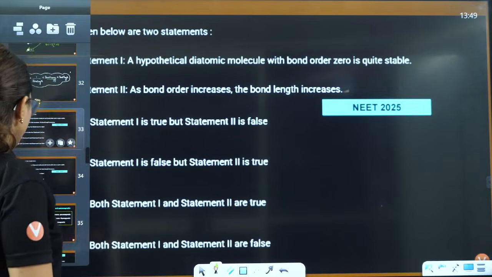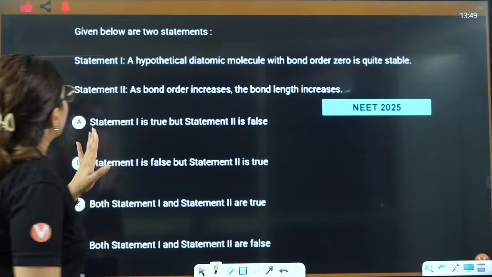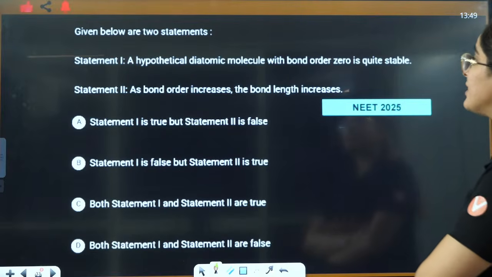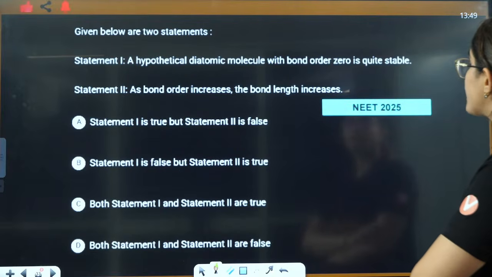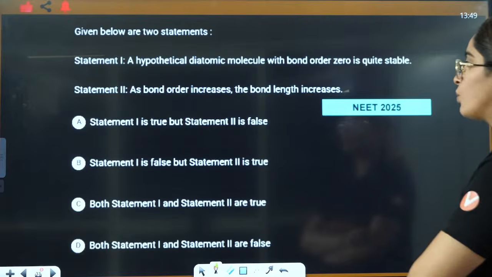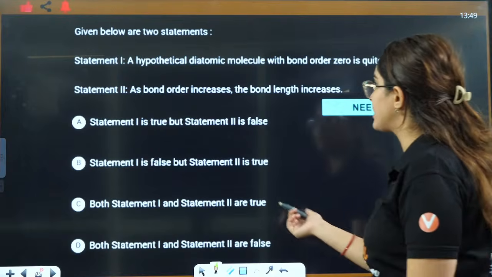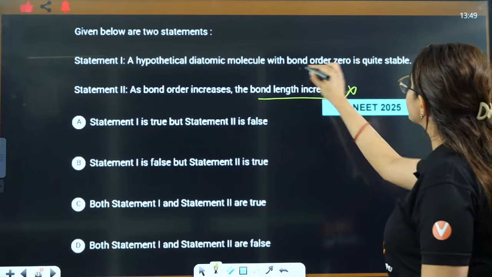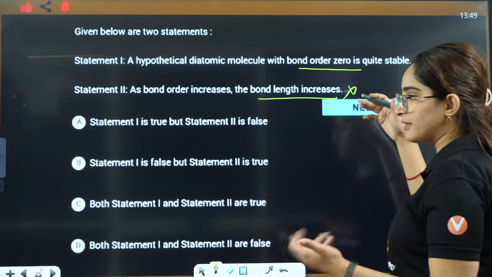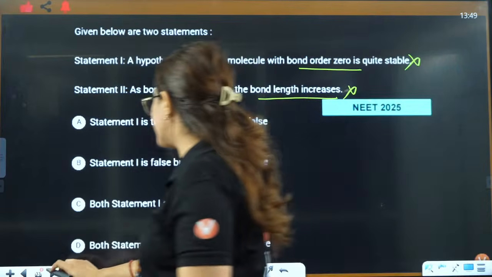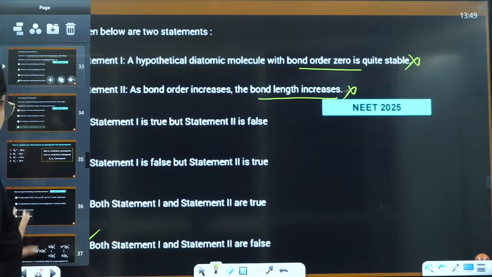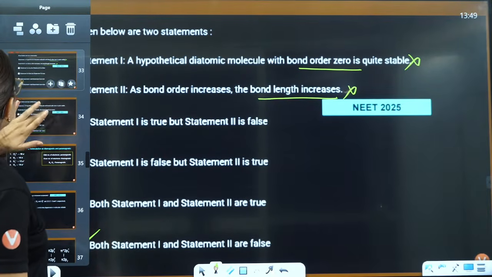Okay, let's talk about the next thing here, that is two statements are given to you. 2025 question: a hypothetical diatomic molecule with bond order 0 is quite stable. No, it is unstable. As bond order increases, bond length decreases. This is not true. If the bond order is 0, that molecule will not exist only. It is so unstable. So both statements 1 and 2 are false. So the answer will be D.